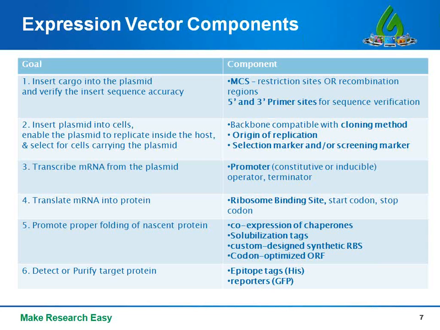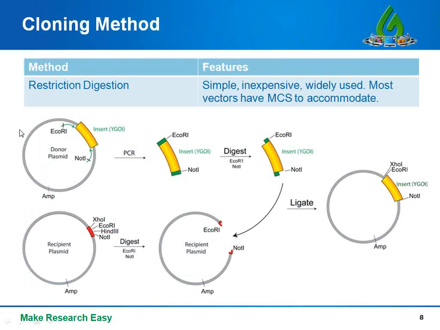In addition to using an epitope tag, you might want to use a reporter, such as a fluorescent protein like GFP. So now we're going to look at each of these components one by one, starting with your cloning method.